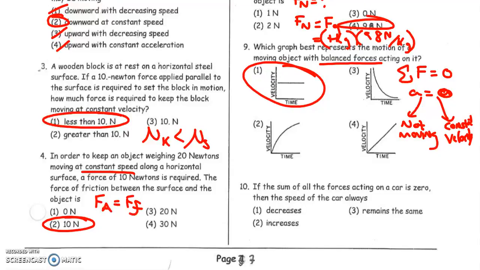And then the last one, if the sum of all forces acting on a car is 0, then the speed of the car is always remaining the same. If F net is 0, then a is 0, meaning it's not getting faster or slower. It's asking for speed, not velocity, because if it said the velocity of the object, remember that turning is also an acceleration, which would mean you would have F net not equal to 0. But since it's asking for the magnitude, the scalar speed, that value must stay the same if the sum of the forces acting on the car is 0.